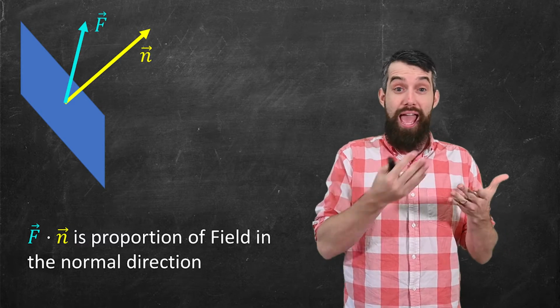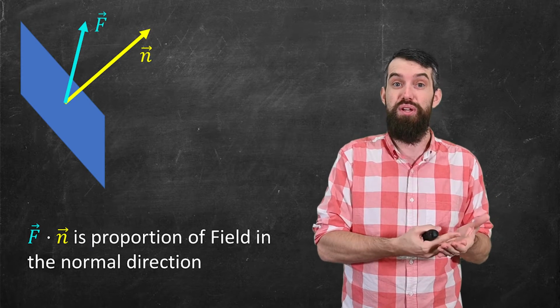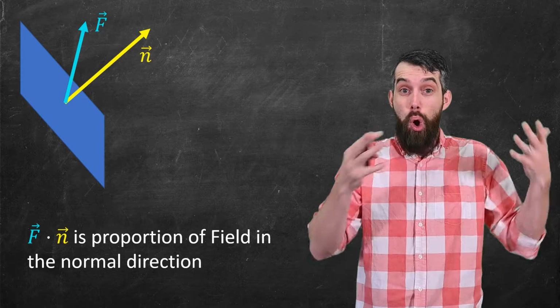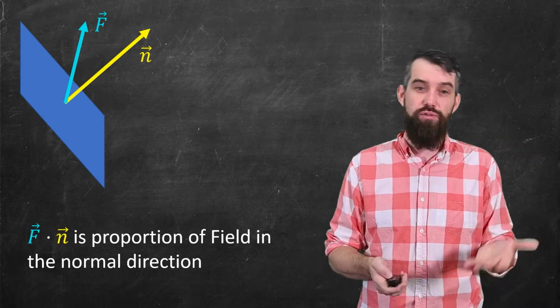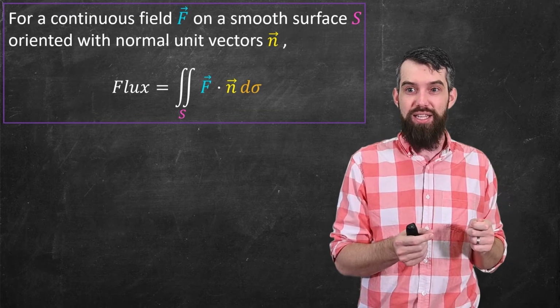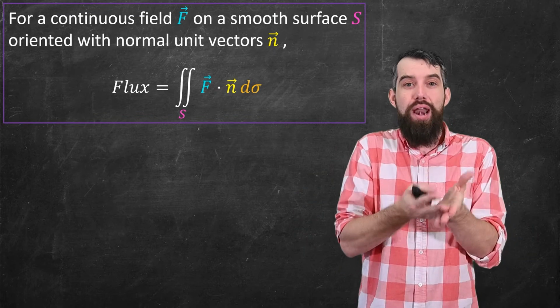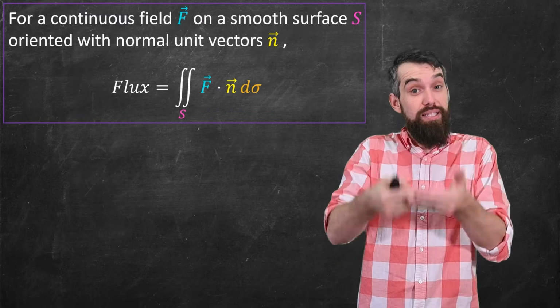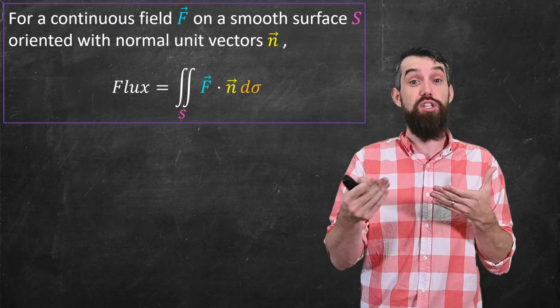But generally, F dot n tells us the proportion of the field that's in the normal direction. And as a result, if I want to know the total flux over the entire surface, let's just do a surface integral. I'm going to say that the flux is, I just integrate F dot n over the entire surface. In other words, it's integrated d sigma. d sigma is my little element of surface area.